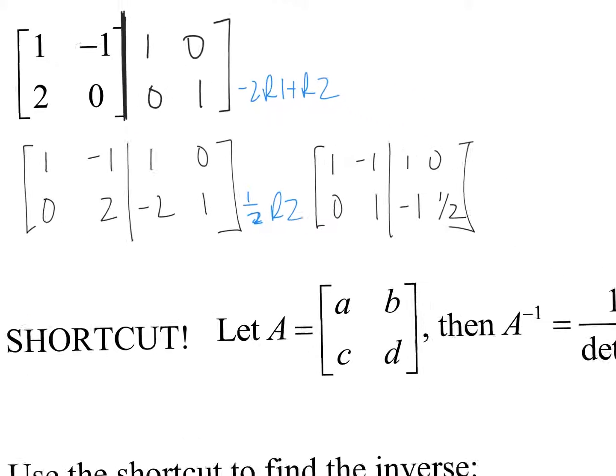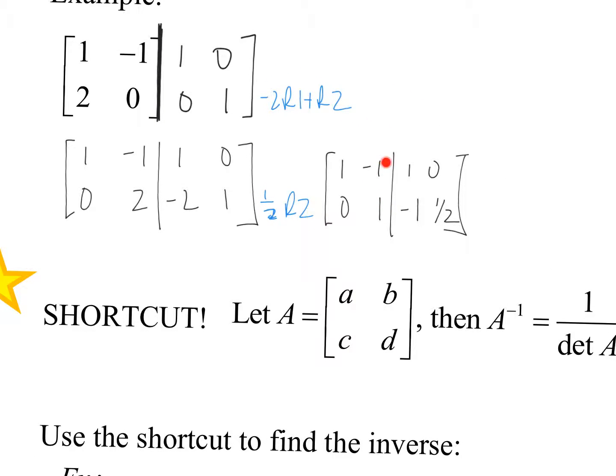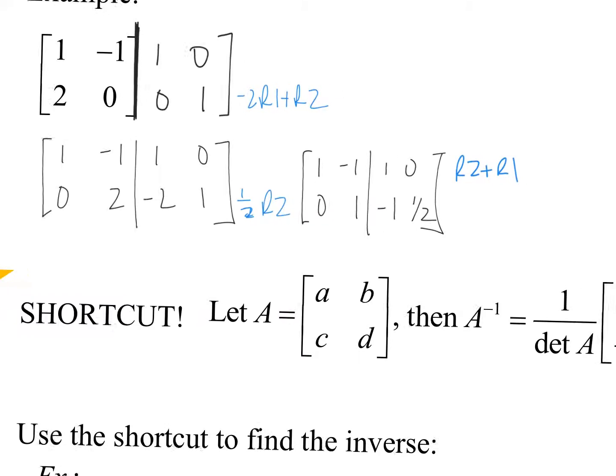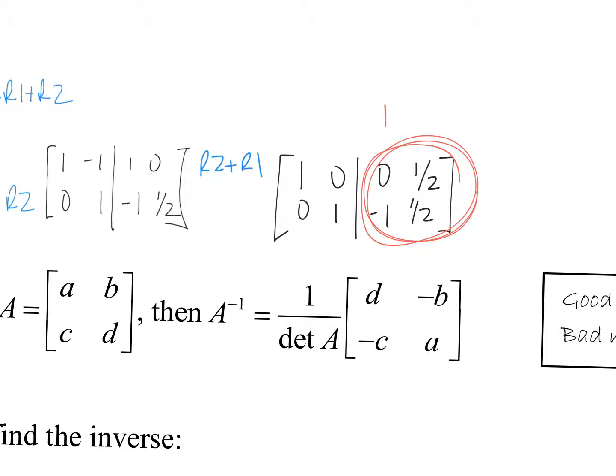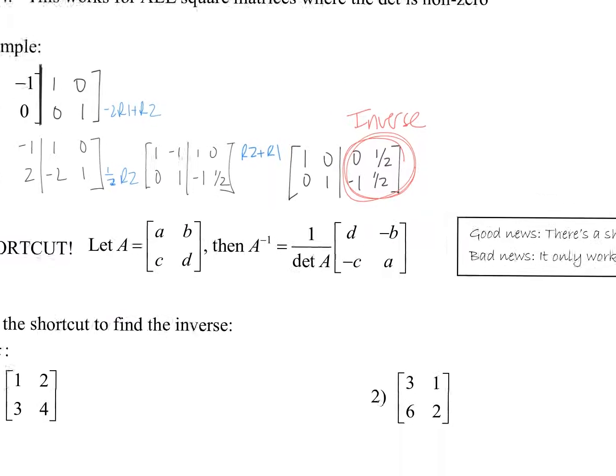And then all I have to do is use the 1 to cancel this, which means I just need to add the two rows together. So I need to add row 2 plus row 1, and I'm putting it into row 1. That means bottom row isn't changing. And I have a 1. When I add 1 plus negative 1, that's 0. Negative 1 plus 1 is 0. 1/2 plus 0 is 1/2. So that means that this is the inverse of the original problem.